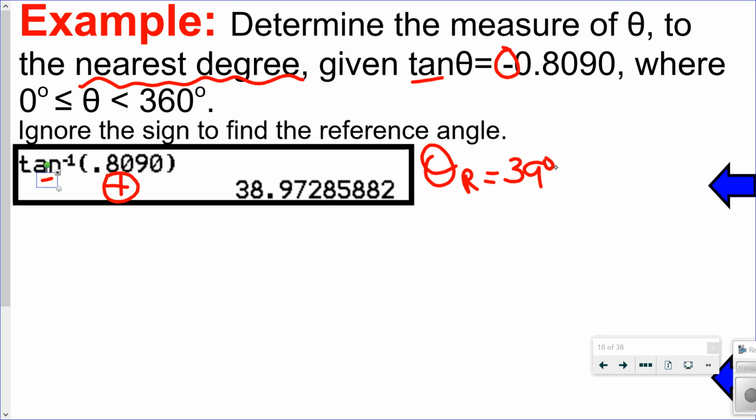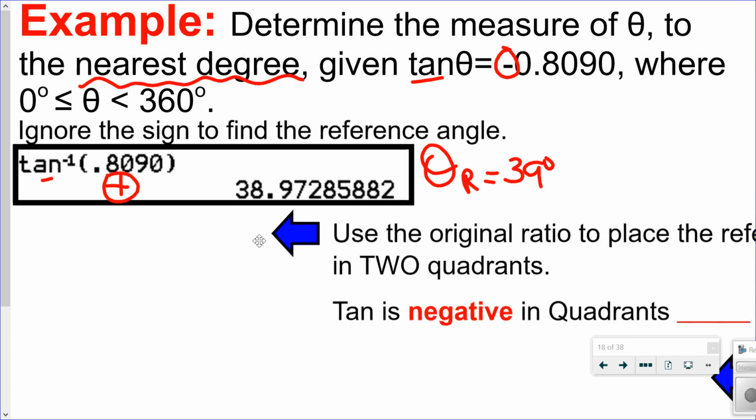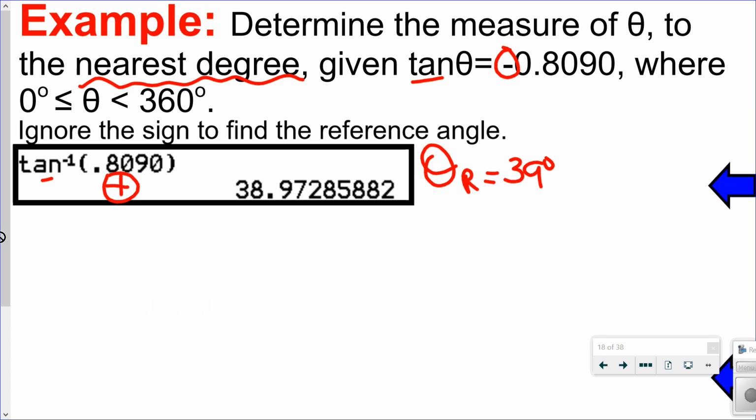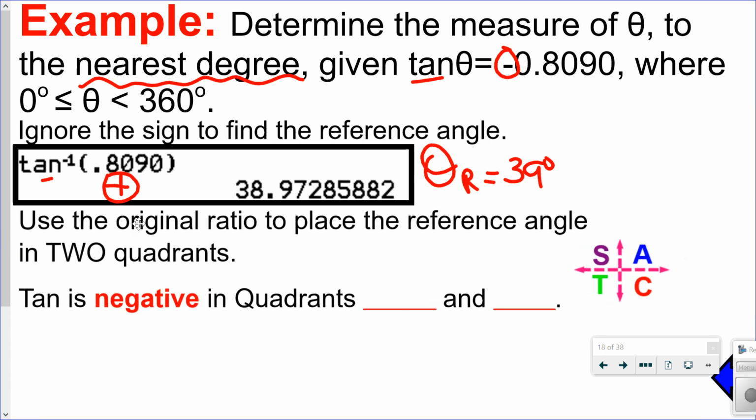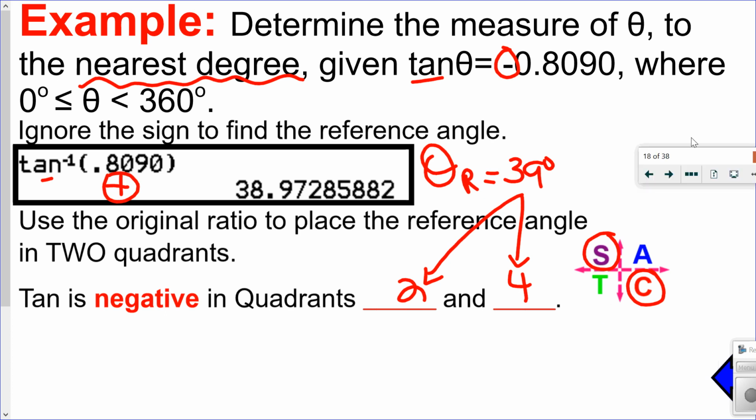Okay, step one done. Step two, where is tan negative? Using the original ratio, which is tan, where is tan negative? Well, let's use our CAST rule. Tan is negative in quadrant 2 and in quadrant 4. So we're going to put these two things together. We're going to take the reference angle of 39, put it in quadrant 2, take the reference of 39, and put it in quadrant 4 to find out our final answer.